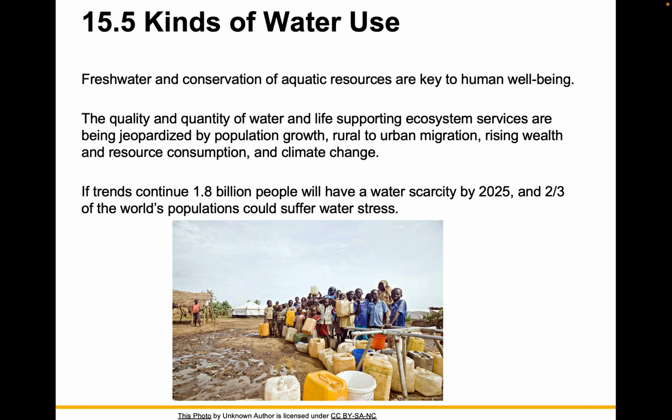Kinds of water use. Fresh water and conservation of aquatic resources are key to human well-being. The quality and quantity of water and life-supporting ecosystem services are being jeopardized by population growth, rural to urban migration, rising wealth and resource consumption, and climate change. If trends continue, 1.8 billion people will have water scarcity by 2025, and 2/3 of the world's population could suffer water stress. So here you can see people lined up to get potable water to carry home, and these are all the containers they're going to carry them home with.